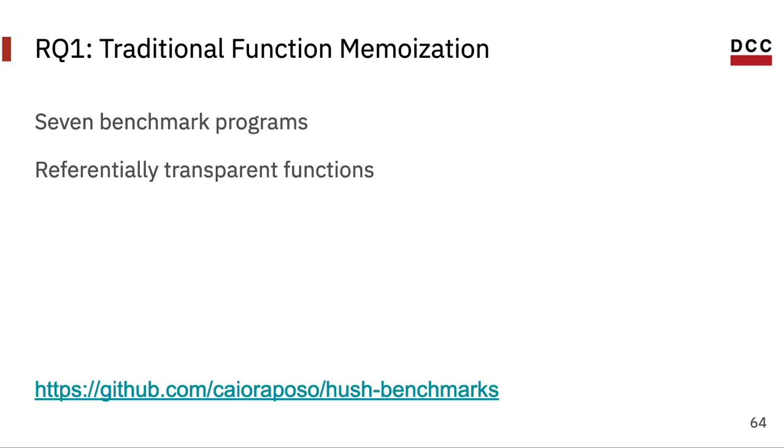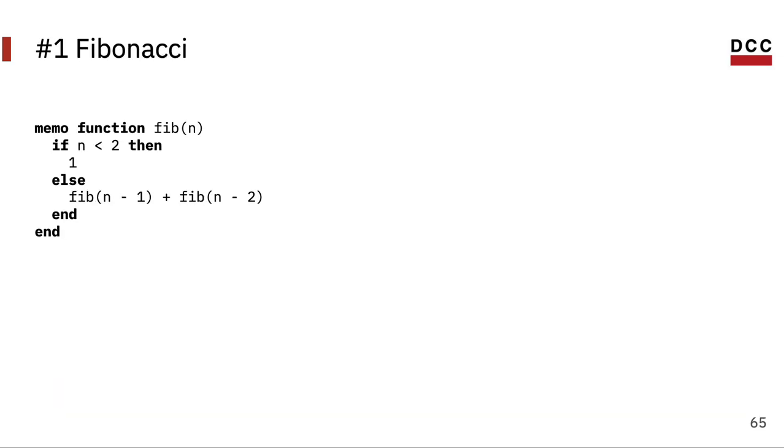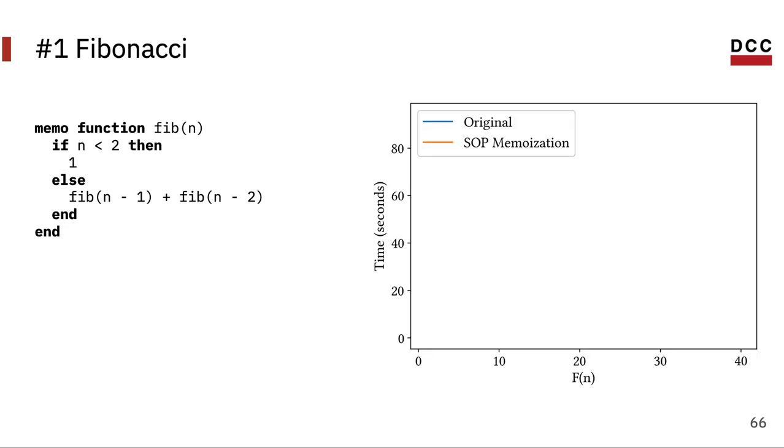We have a repository with several benchmarks written in Hush. In this repository, we have 7 pure functions. These are functions that are typically memoized in other functional programming languages. For instance, here's the implementation of the Fibonacci sequence. This is the common exponential implementation. So I will compare the running time of the memoized and non-memoized function.